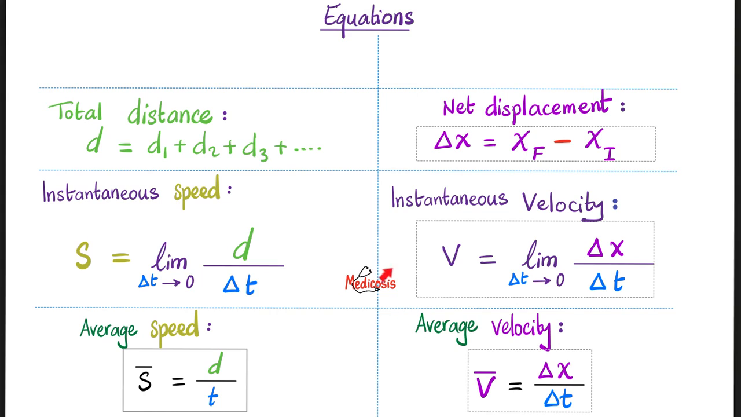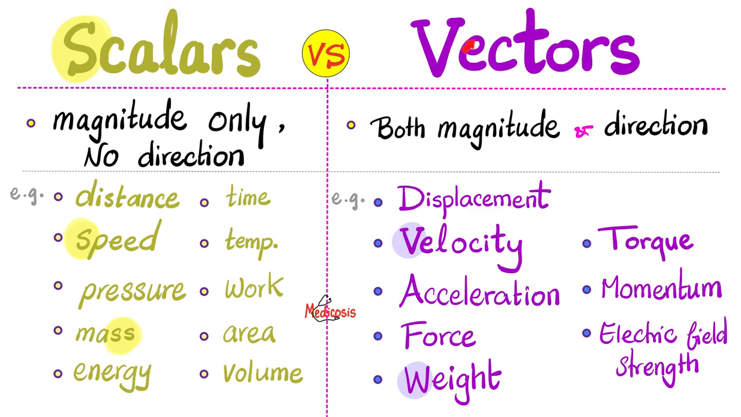Please take a moment to pause and review and write down these equations in your own handwriting. The more you write them down, the greater the chance that you will remember them on your exam. Scalars versus vectors. Distance is a scalar, displacement is a vector. Speed is a scalar, velocity is a vector. In the next video, we'll talk about acceleration, also a vector. Because acceleration is the change in velocity over the change in time. When you divide a vector by a scalar, you get another vector.